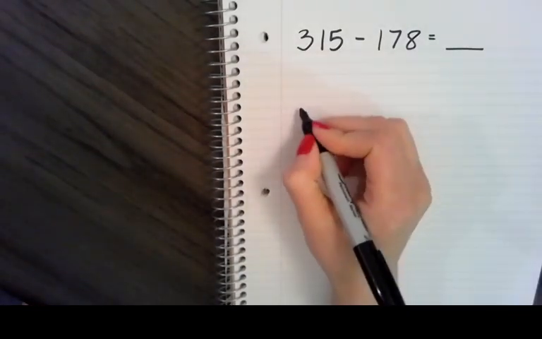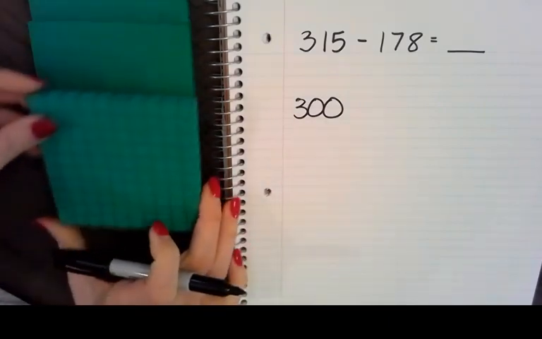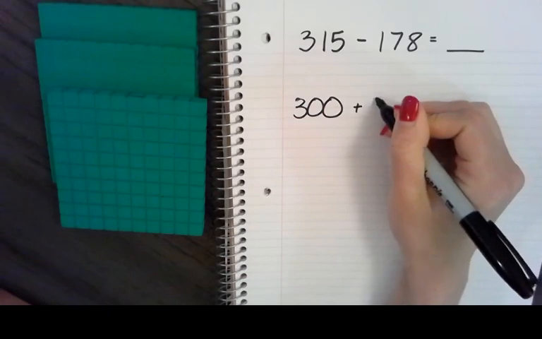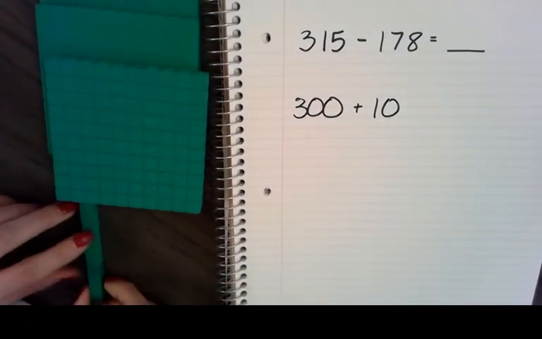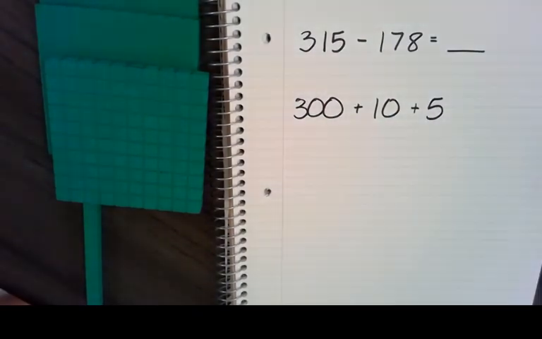That 3 represents 300s. All right, 300. I'm going to get 100, 200, 300. The 1 represents 10. Get my 10. And then the 5 represents 5 ones, or 5. So 1, 2, 3, 4, 5.